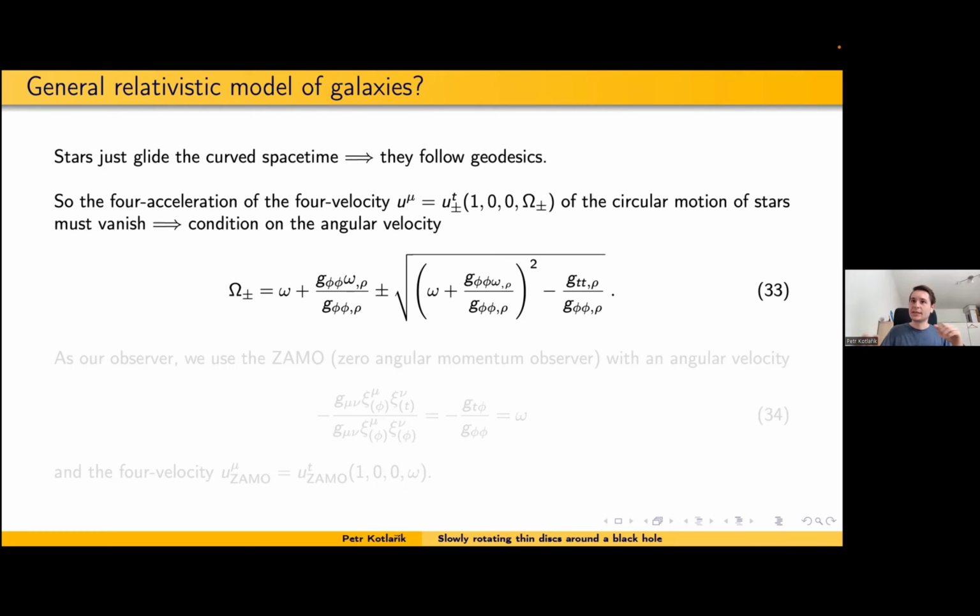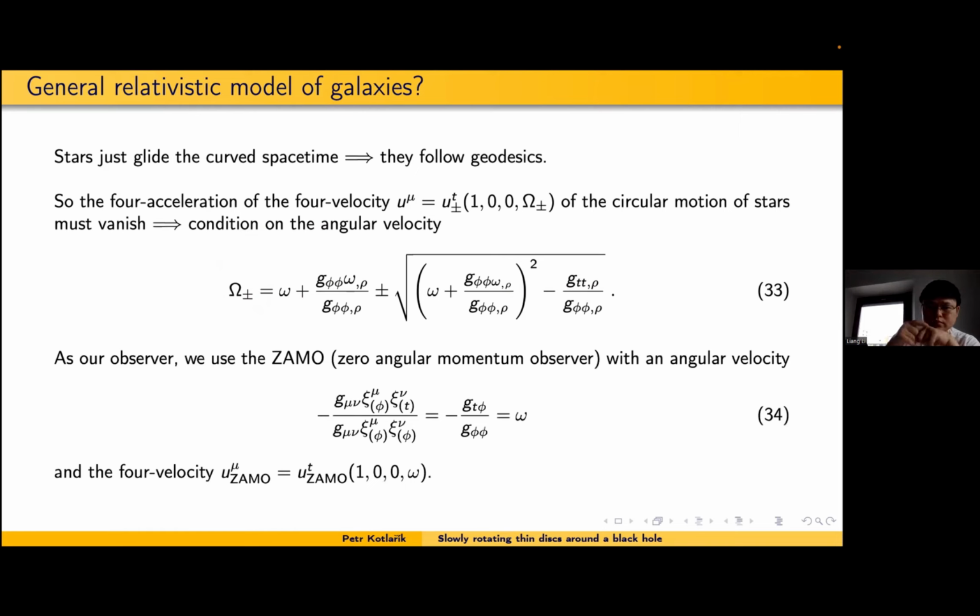So they are performing geodesic orbits. That means that this condition on the angular velocity with plus and minus means either the direction co-rotating with the disk or counter-rotating with the disk. As the observer, we choose the zero angular momentum observer, whose angular velocity is non-zero, and it is given by this dragging function omega.